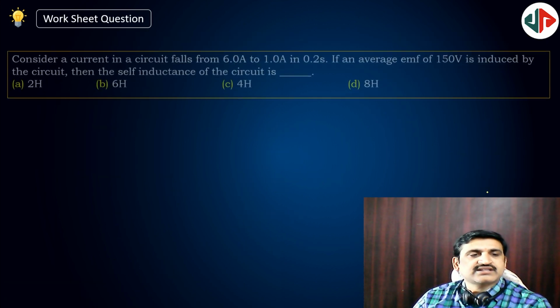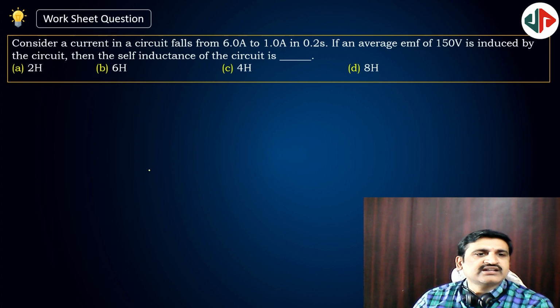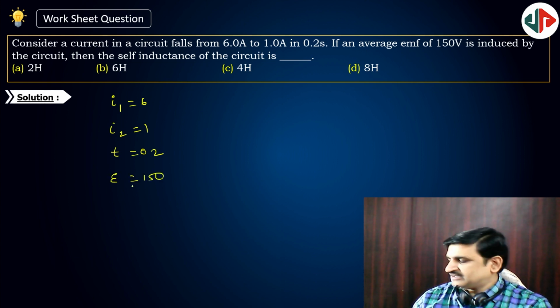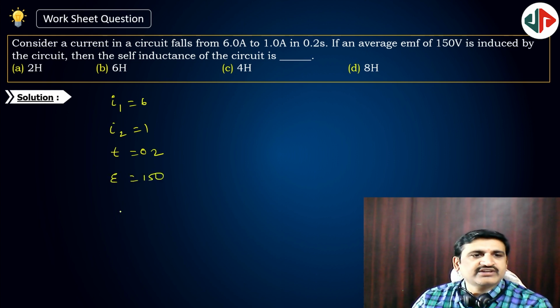Yes. Next, consider a current in a circuit that falls from I1 equal to 6 to I2 equal to 1 in time t equal to 0.2. The average EMF E equal to 150 is induced in the circuit. Then self-inductance L is equal to how much?